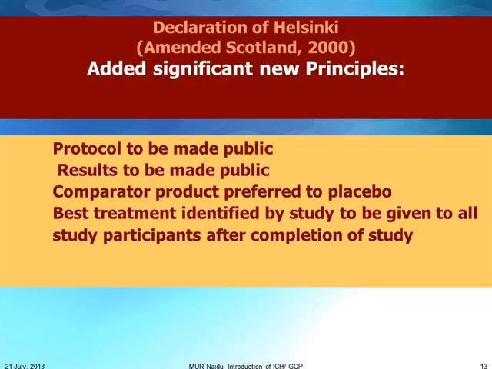That is, number 1, the clinical trial protocol to be made public. The result of a clinical trial also to be made public, and the comparator product should be used as a standard treatment, which should be preferred to placebo. And last was that the best treatment, which is identified by the study, to be given to all study participants after the study is completed.